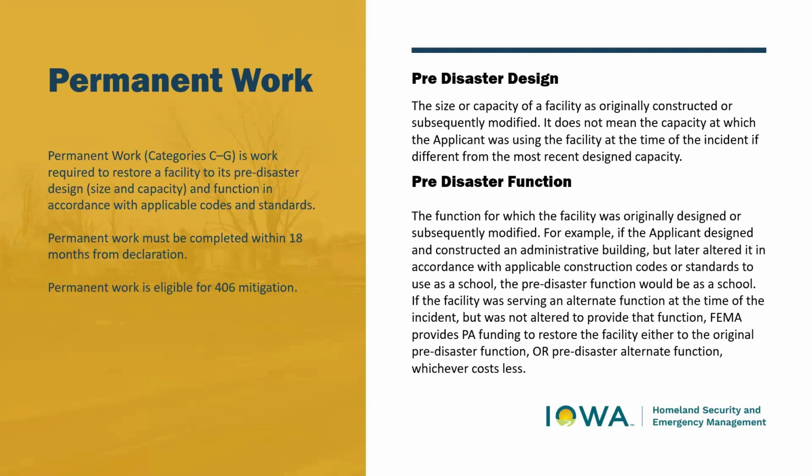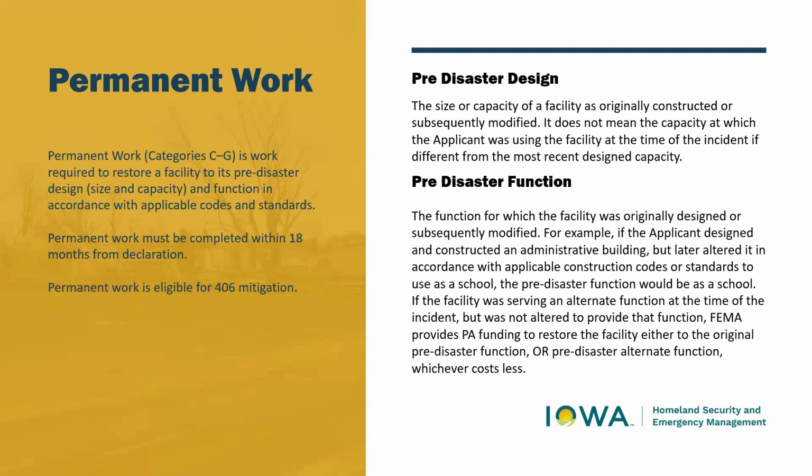All permanent work is subject to the eligibility of the facility, as we discussed regarding the PA's eligibility pyramid. Some examples of permanent work include bringing things back to pre-disaster design, meaning the size or capacity of the facility as originally constructed or subsequently modified. It doesn't mean the capacity at which the applicant was using the facility at the time of the incident, if different from the most recent designed capacity. Pre-disaster function is the function for which the facility was originally designed or subsequently modified.